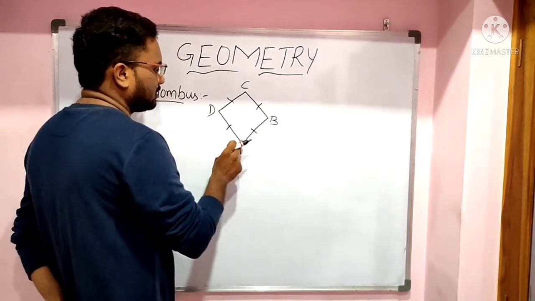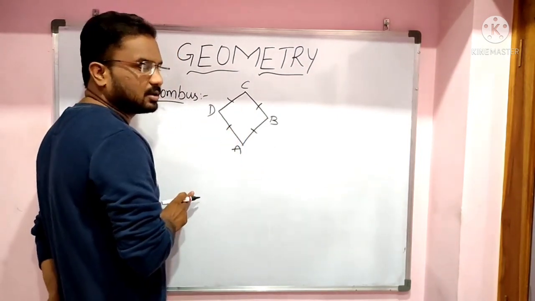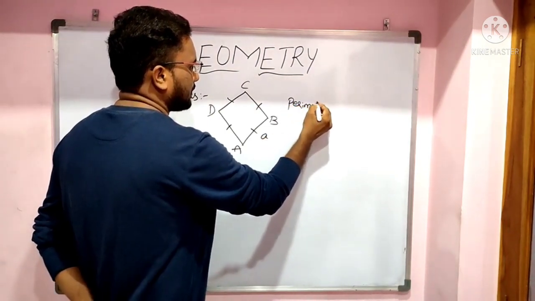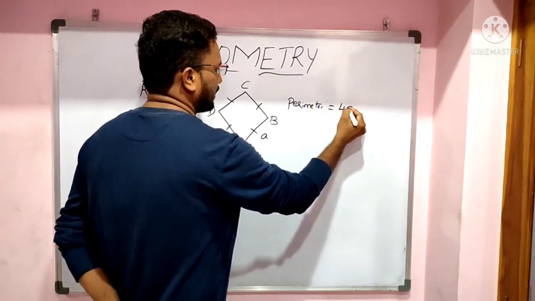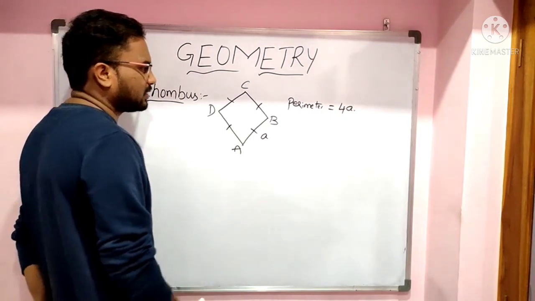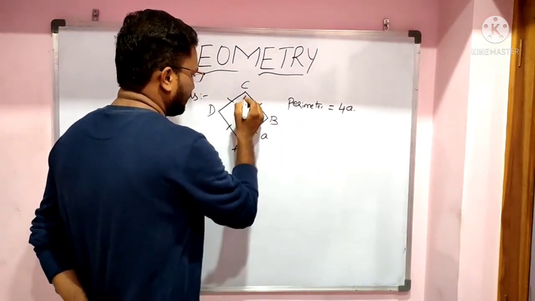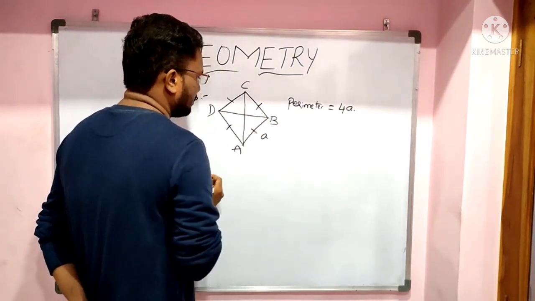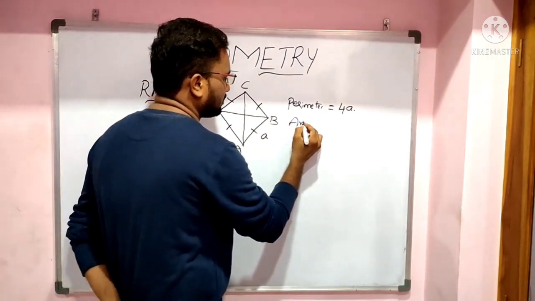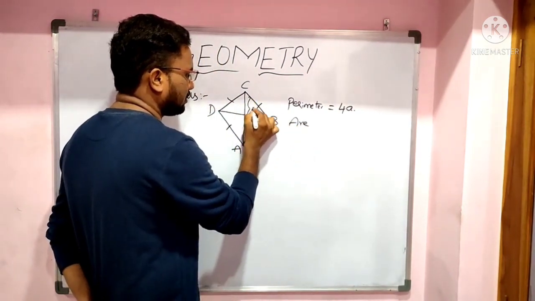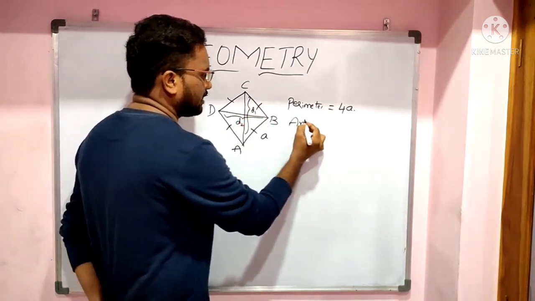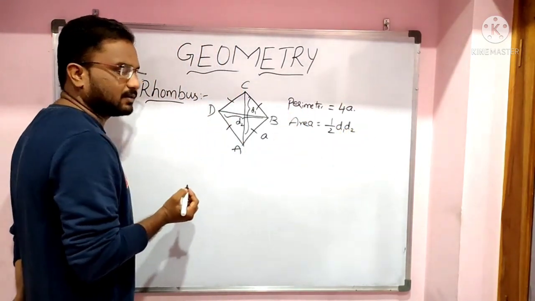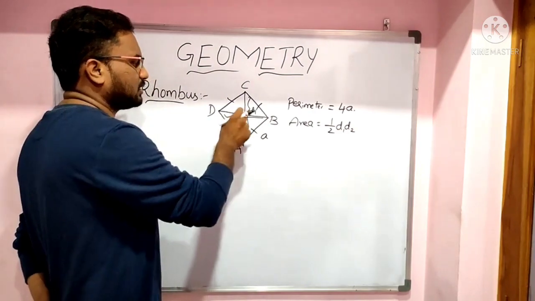So here AB equal to BC equal CD equal to DA. Let's take the side of a rhombus as A, then the perimeter of the rhombus will be equal to 4 into A. Let's say AC and BD are the two diagonals. So the area of the rhombus equal to half into D1 into D2, half into the product of the two diagonals, where this length is D1 and this length is D2.